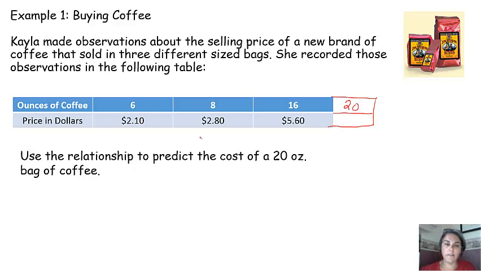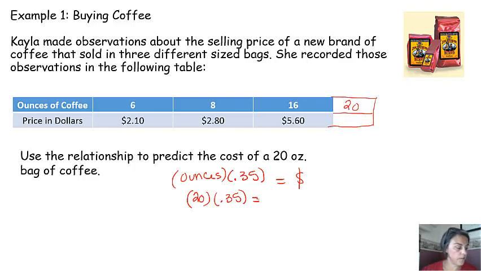Okay, hopefully you paused the video. You can go back to the relationship. If you take the number of ounces and multiply by 35 cents per ounce, you're going to get the cost. This time I tell you take 20 ounces. Each of those 20 ounces is 35 cents a piece. So 20 times 35, use your calculator if you need. 20 times 0.35 is actually $7. So the cost is actually $7.